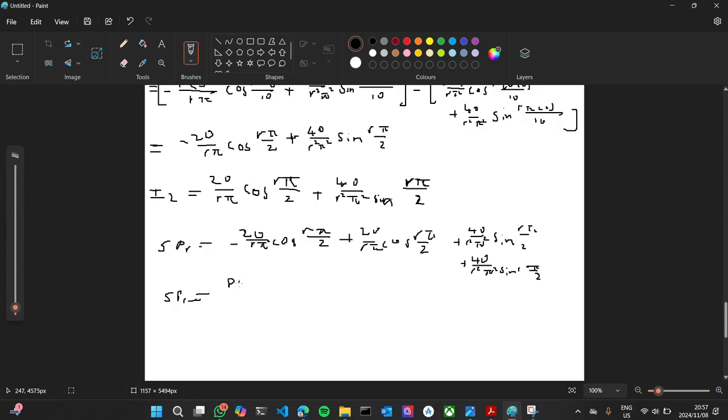80 over r squared pi squared sine r pi over 2. Divide 80 by 5 and you get 16. So PR is equal to 16 over r squared pi squared.